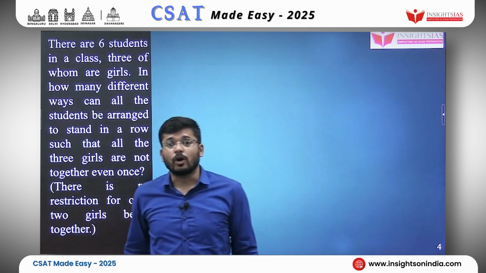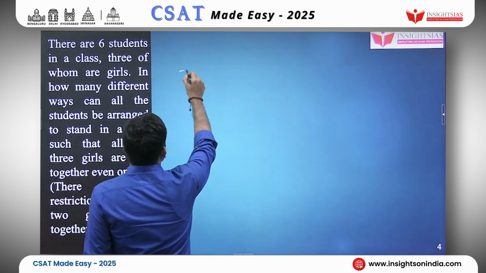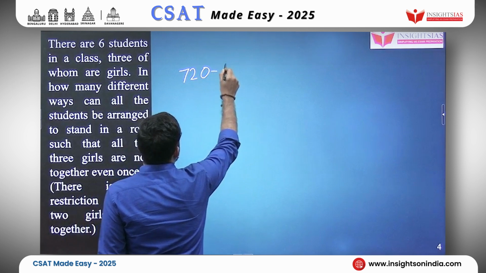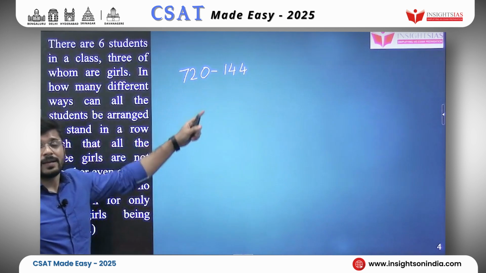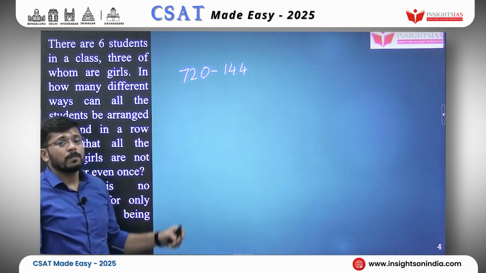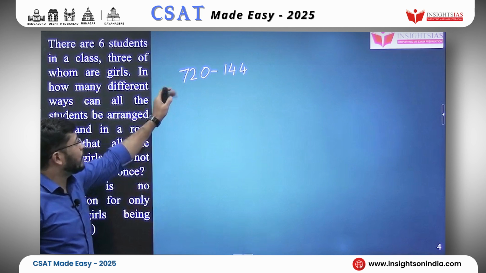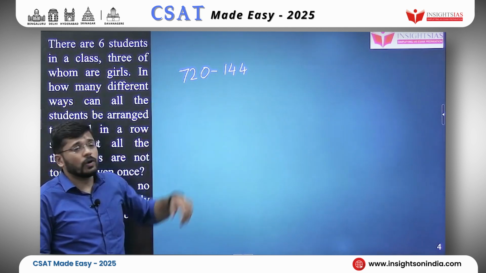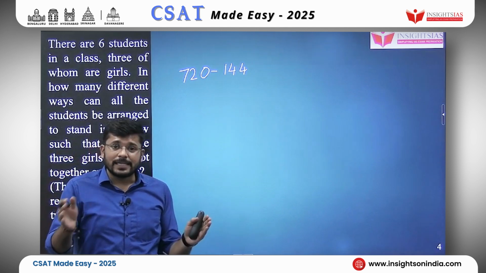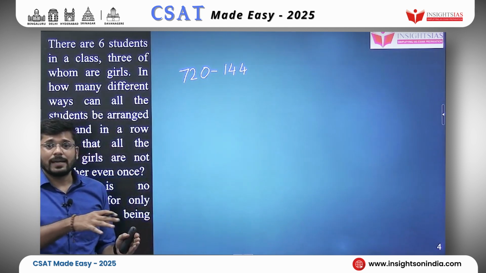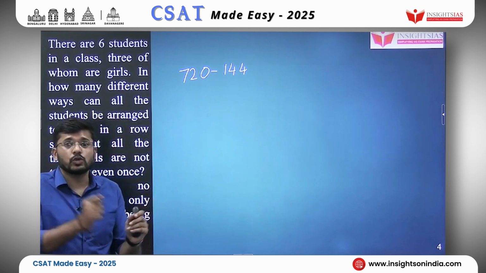Now in how many ways can they stand in a row such that the girls are not together, all 3 girls are not together even once? That would be 720 minus 144. Because what is this 720? We learnt in the first question that we can make 6 students stand in a row in 720 ways. What is this 144? 144 is the number of ways in which 6 students can stand in a row such that 3 of whom happen to be girls are always together.